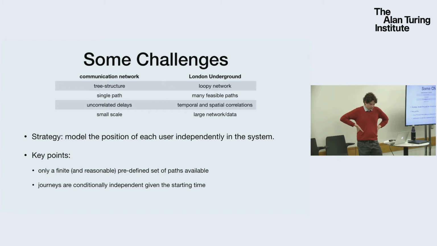Okay? Some computational challenges here. Much of the classical literature on network tomography assumes some sort of special structure. If you have a communication network, for example, some sort of tree structure on how the different ramifications of trajectory choices can take place. You may assume that between any origin and destination, there is one single obvious path.